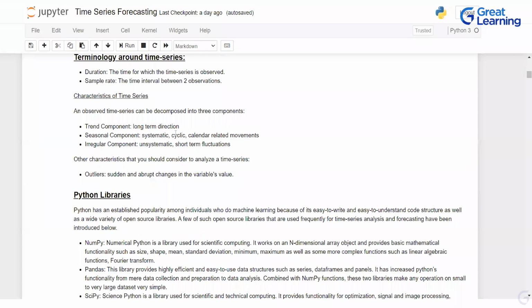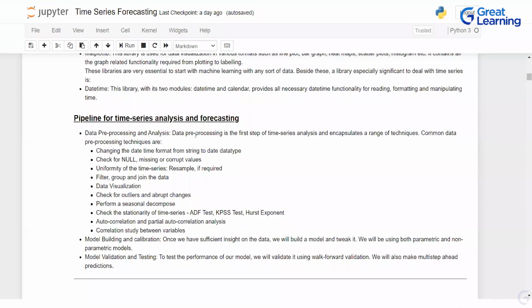So data pre-processing and analysis. Of course, EDA comprises 80% and then 20% is the modeling. But in time series, the steps are slightly different. First thing you need to do is change the date time format from string to date type. Otherwise, it won't work. Check for null, missing or corrupt values. You can't delete missing values because the sequence will get tampered and then it won't be time series. So you want to treat it. I'll come to that, how to treat it.